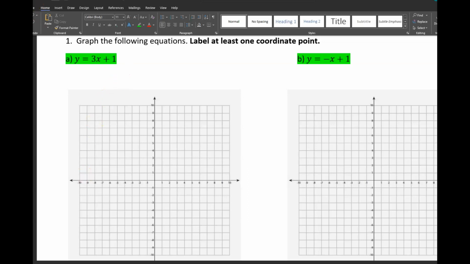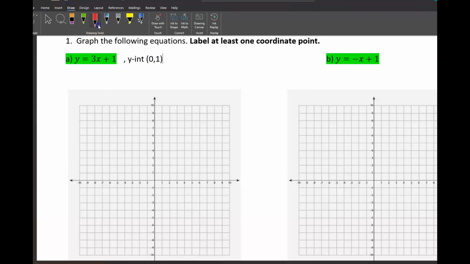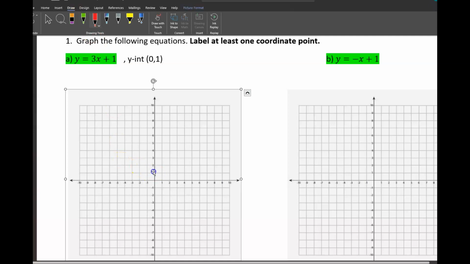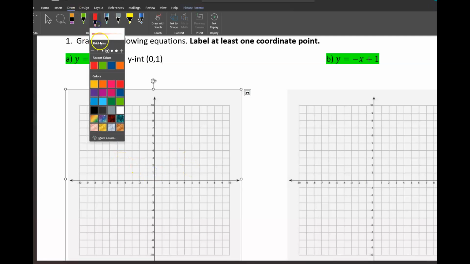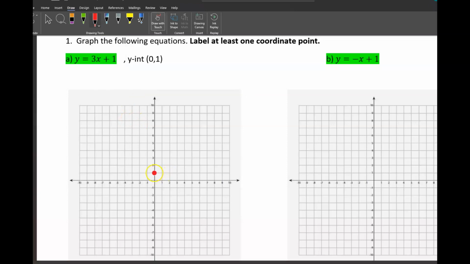Hi class, let's take a look at a couple of graphs. So for instance, on the first problem, what we have is that the y-intercept is at the coordinate point 0, 1. So let me actually draw a point so that we have it in reference. In this case, 0, 1 is going to be here. That's going to be our first dot.